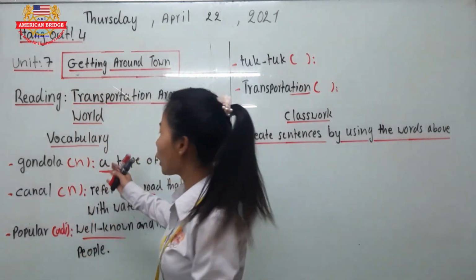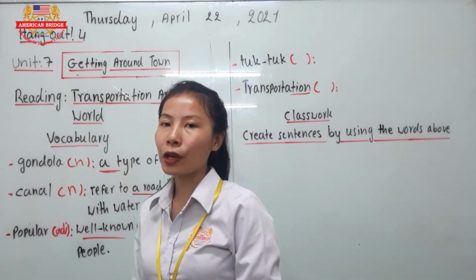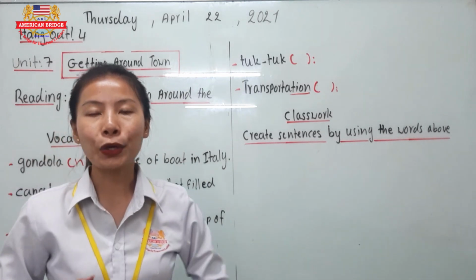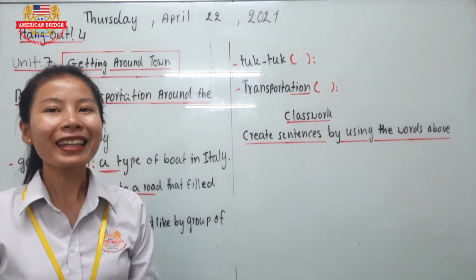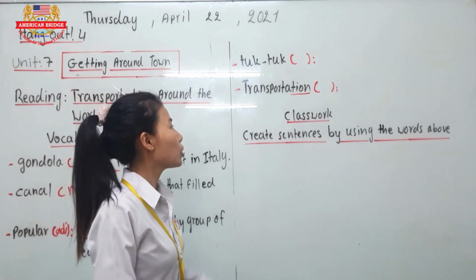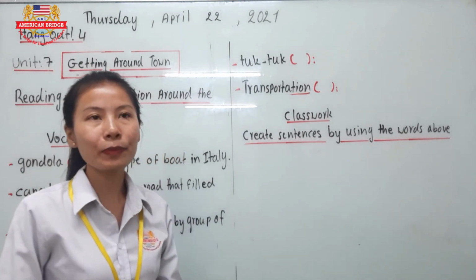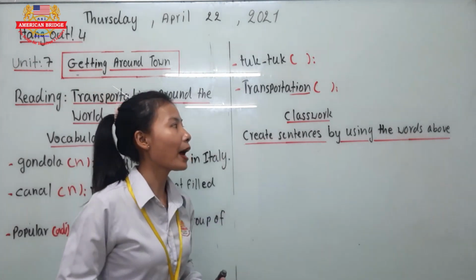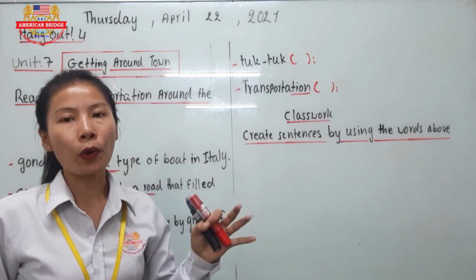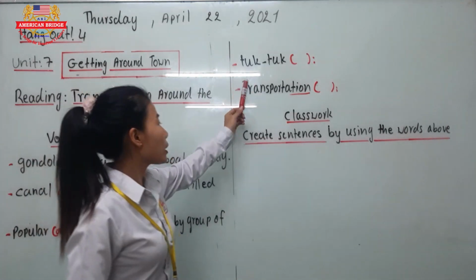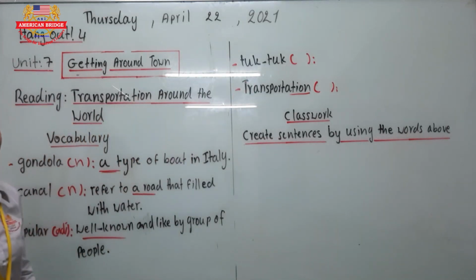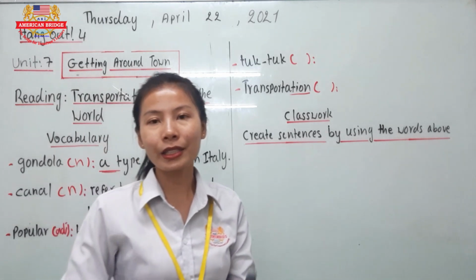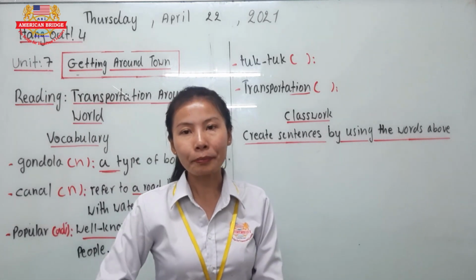And three of them the teacher already gave you, so only two more I would like you to try by yourself. After that, you can go to today's classwork. For the classwork today, the teacher would like you to create sentences by using the words above. There are 1, 2, 3, 4, 5 words here, so 5 words for 10 marks. Do you get what the teacher means? Alright.